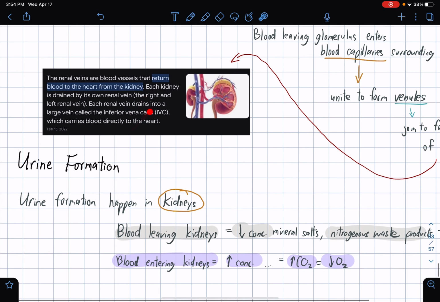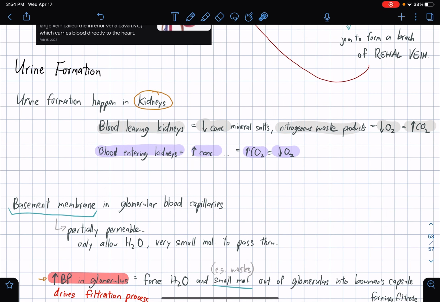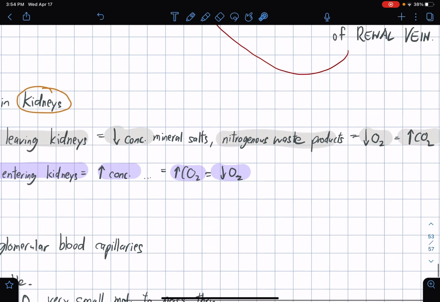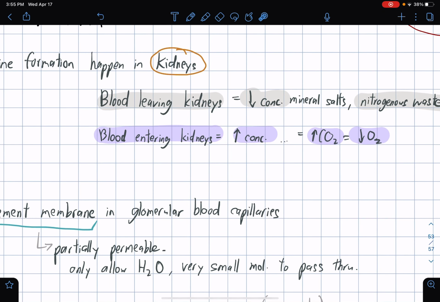This is basically what I just said a while ago, but in a more disorganized way. Urine formation happens in the kidneys. So for the blood leaving the kidneys, there is a decreased concentration of mineral salts and nitrogenous waste products. This is equivalent to the reduction in oxygen and an increase in carbon dioxide. So when the blood enters the kidneys, there's a high concentration of carbon dioxide and a low concentration of oxygen. I believe this happens first, and what happens next results to this.